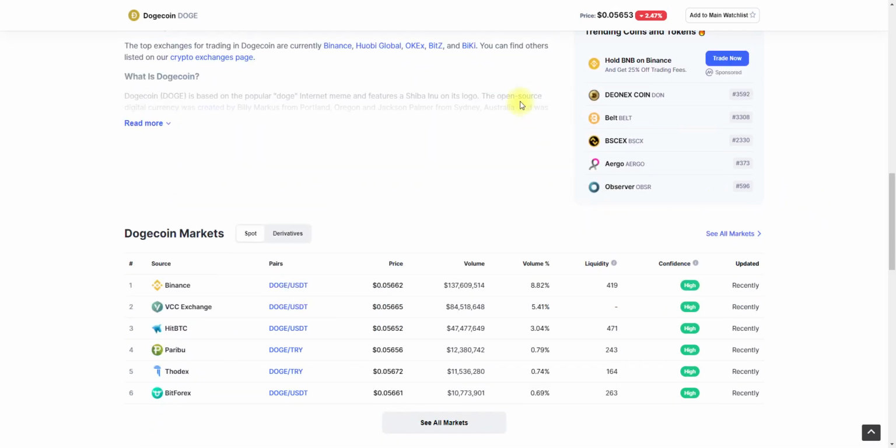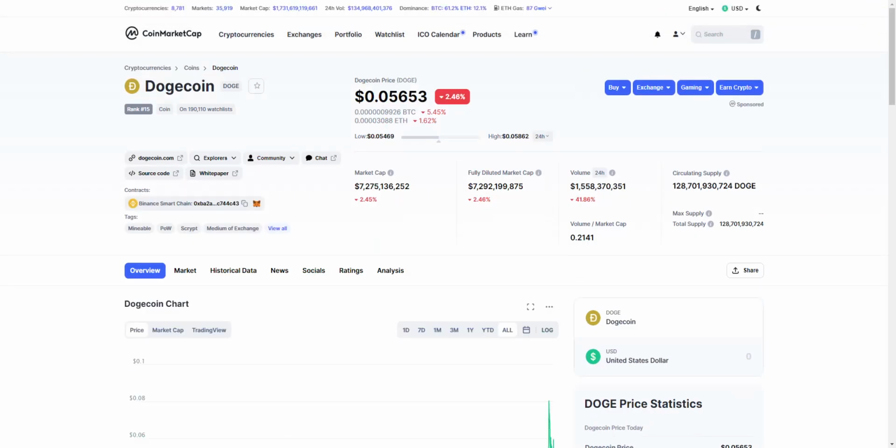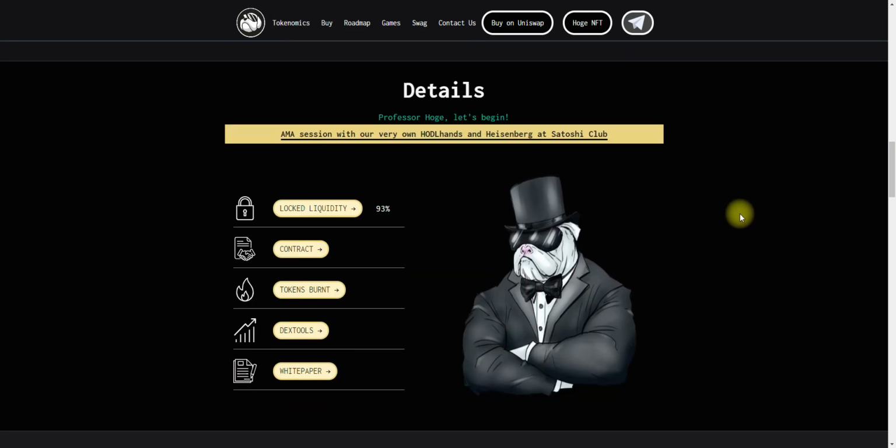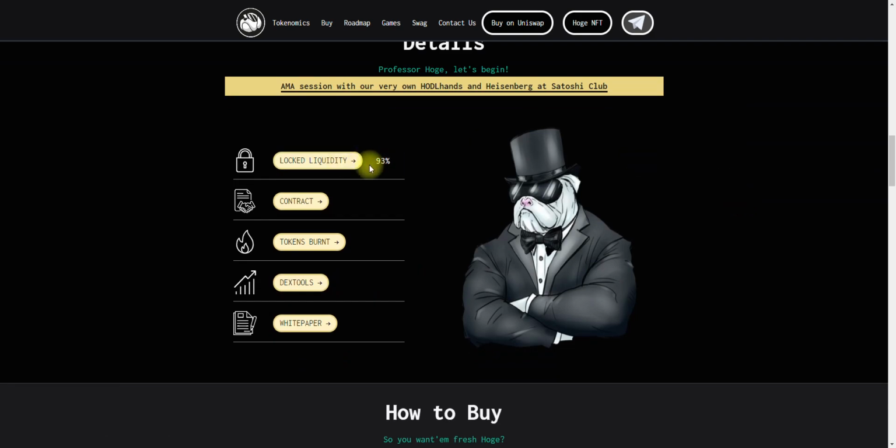So you could call Hoge a second generation meme coin with NFT aspects. And I mean, it's just cool all around, just the way that they made it, that created it, what it's supposed to do. There's 93% locked in liquidity.